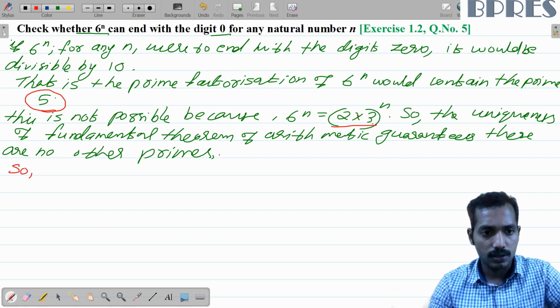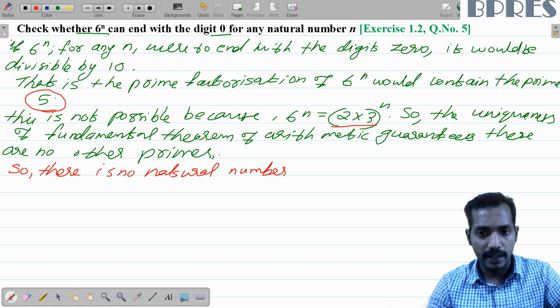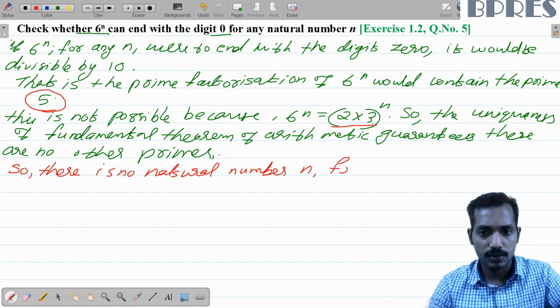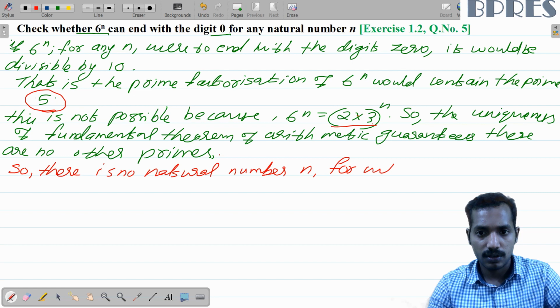So there is no natural number n for which 6 raised to n can end with the digit 0.